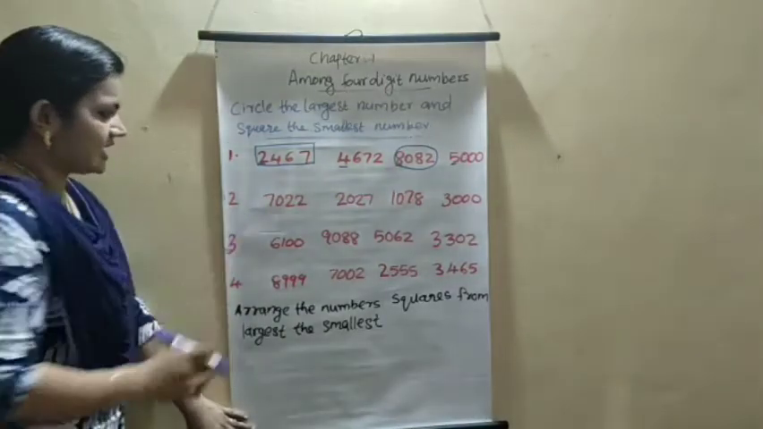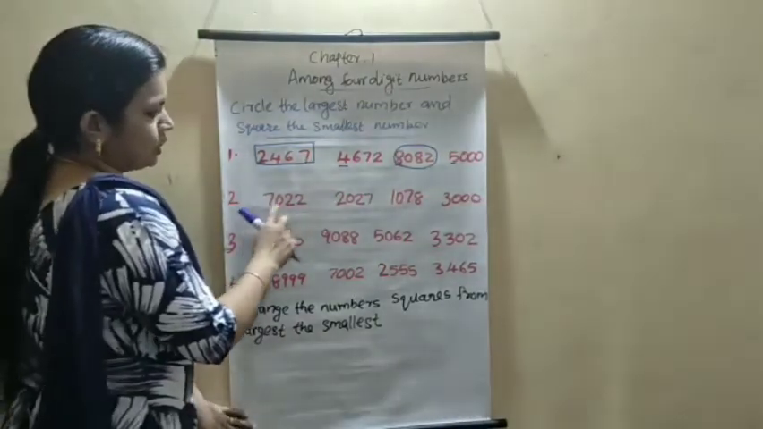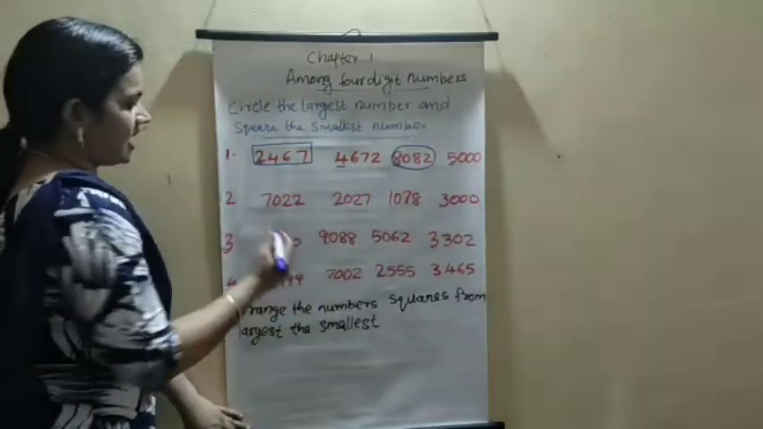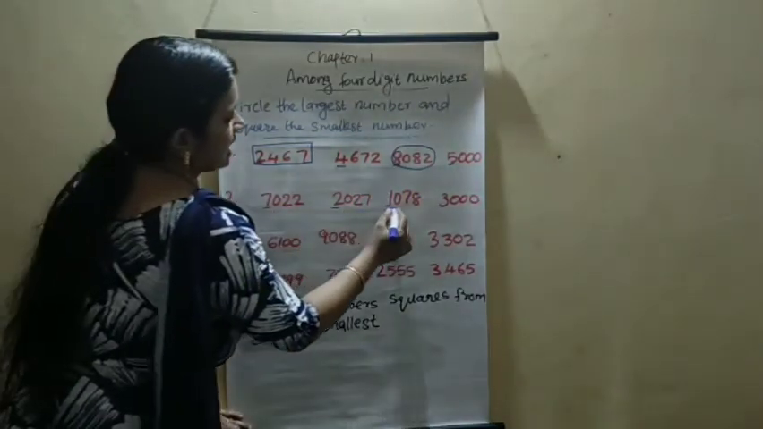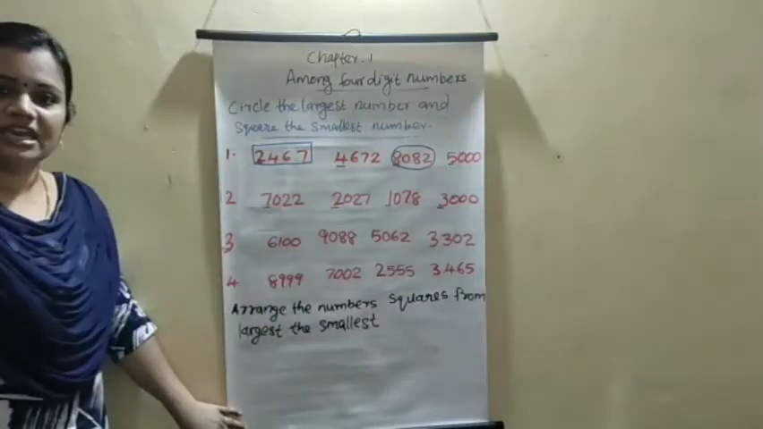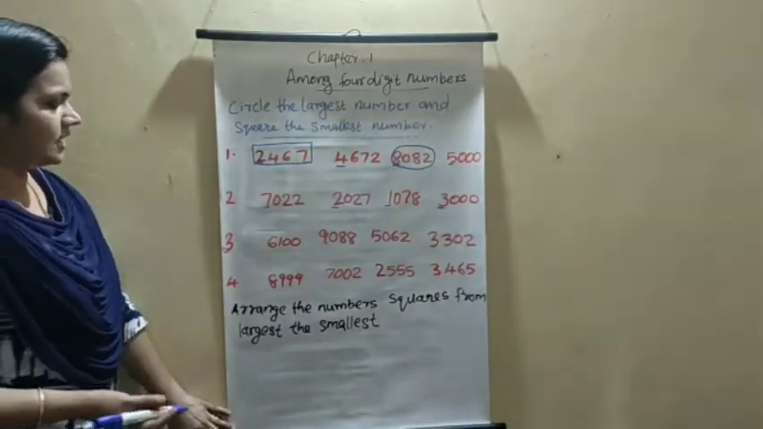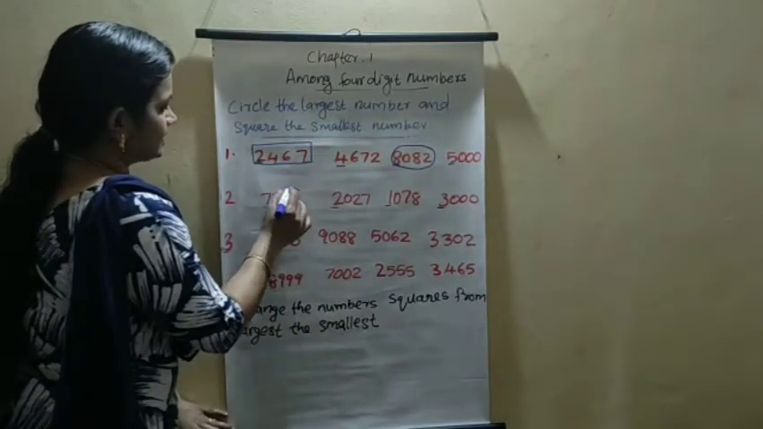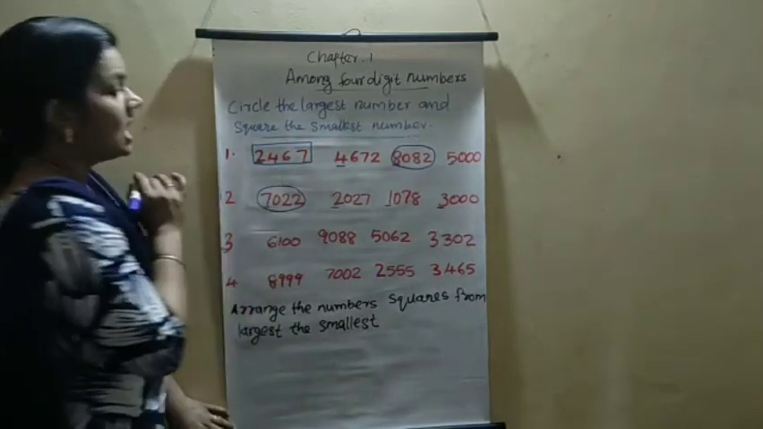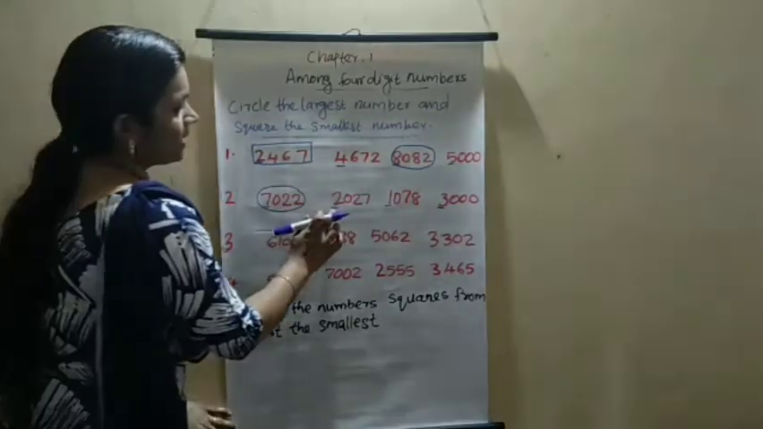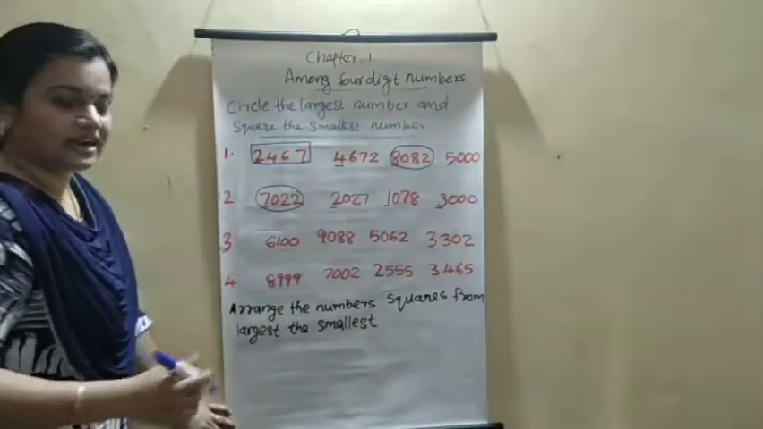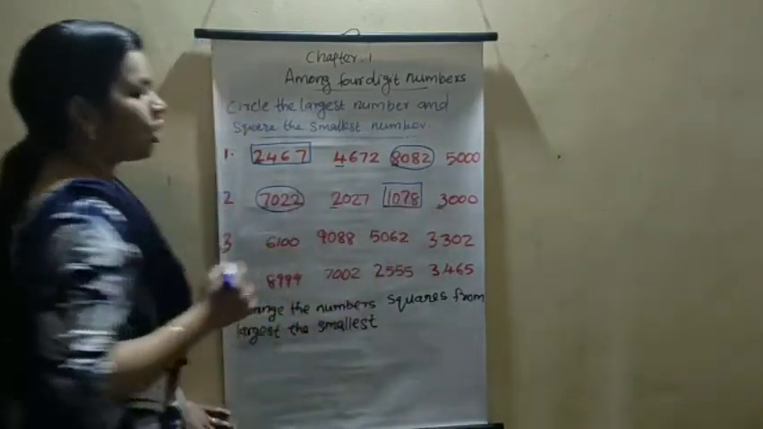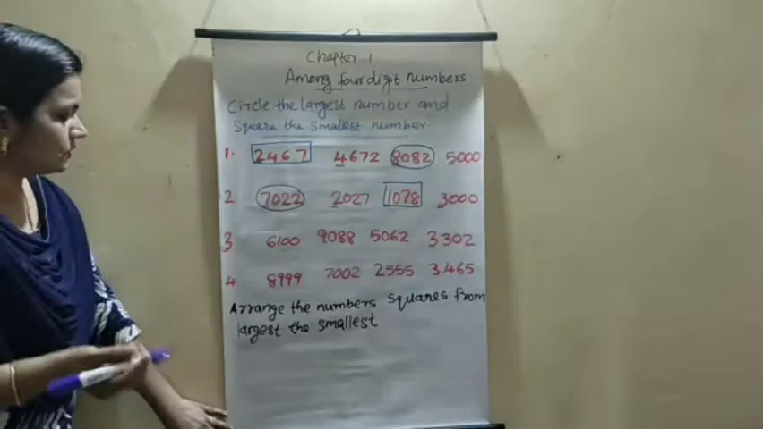Okay, now checking the next group. 7022, 2027, 1078, 3000. Again, the thousands places are different, so we can find out easily. Okay, 7022 is the largest one. Then comparing, which is the smallest one? 1078 is the smallest number. Understood?